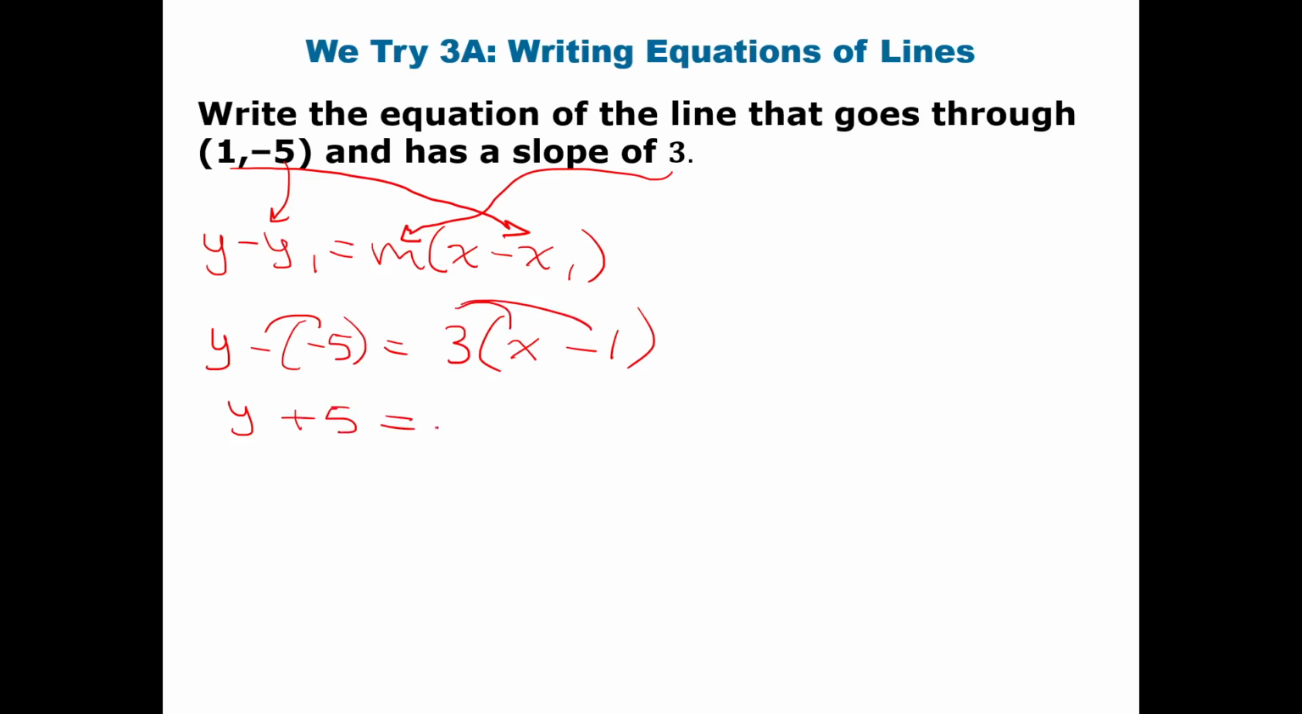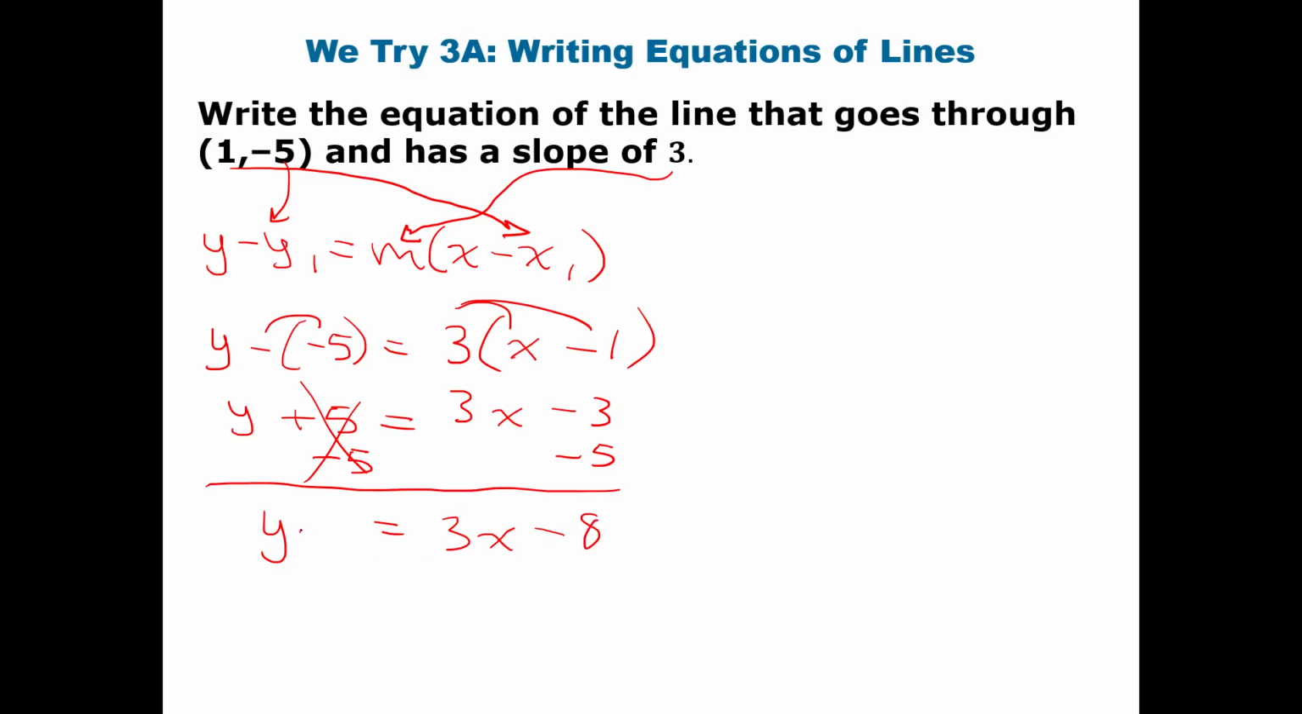I'm going to distribute. I'm going to subtract 5, and I'll get y is equal to 3x minus 8. But you're saying, wait a minute, what if I don't want to remember the point-slope form? That sounds terrible. I don't want to remember that. Well, you're in luck. You, in fact, can just remember y equals mx plus b.